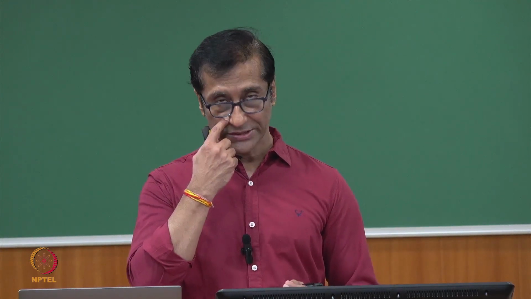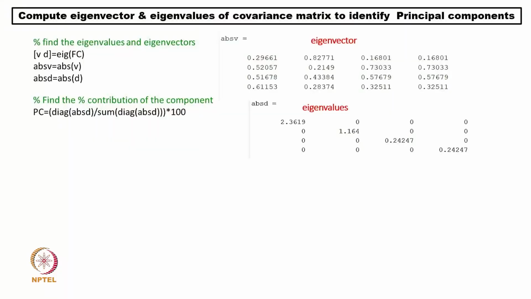Now, the next step is to find the eigenvalues and eigenvectors. This is again the MATLAB code, with which we can find the eigenvalues and eigenvectors, and the results are shown here. What is more important for us is to arrange the eigenvalues in either descending or ascending order. However, we will prefer descending order.